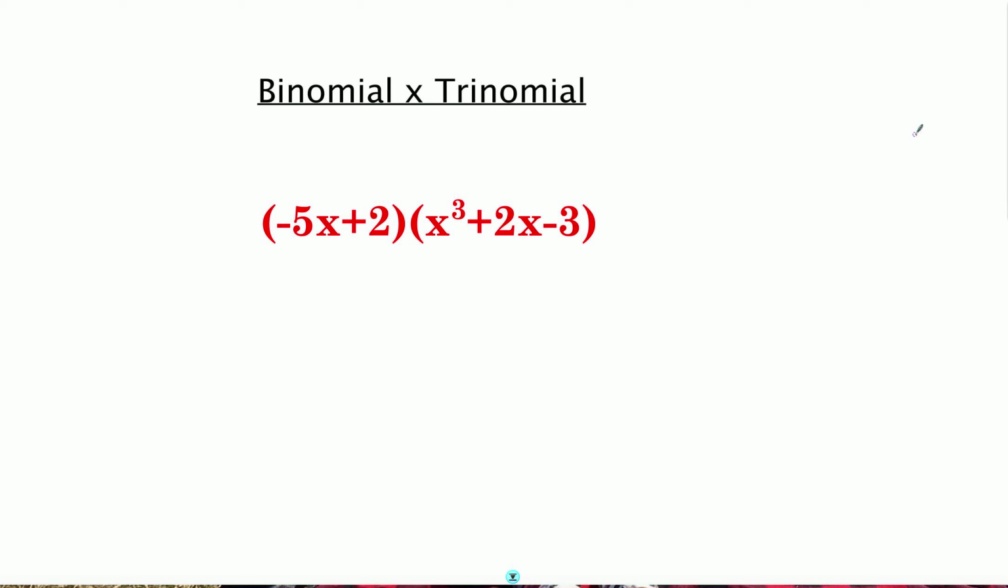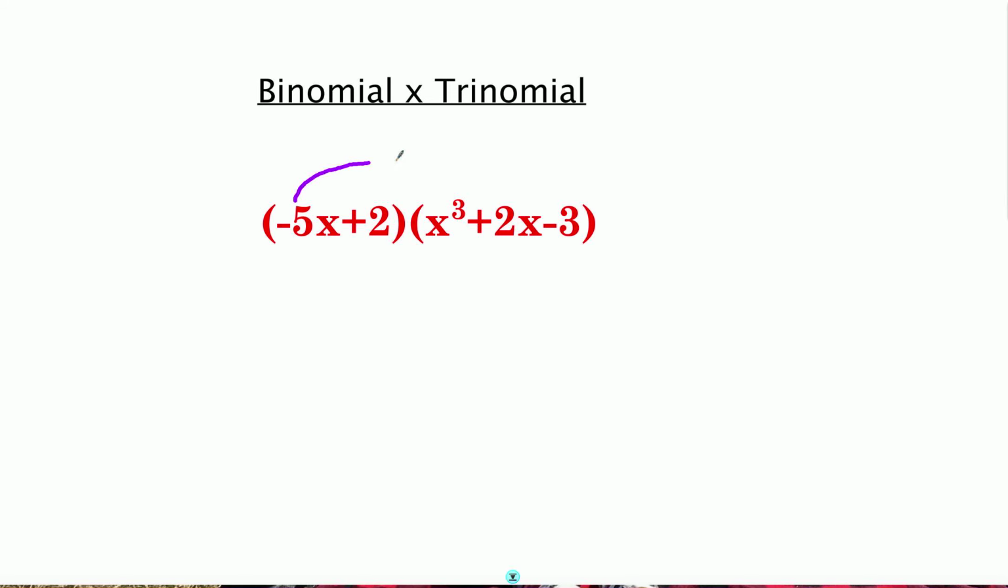So one of the last examples I want to look at is a binomial times a trinomial. So the FOIL method doesn't necessarily work. It doesn't make sense to say first, outer, inner, last, but you are still going to do the same thing, that is distributing. So since I have 2 terms here and 3 terms here, I'll have to distribute 6 times. So it takes a little while. So what I would recommend is starting with the negative 5x, distributing it 3 times, then go to the positive 2, and distribute it 3 times.